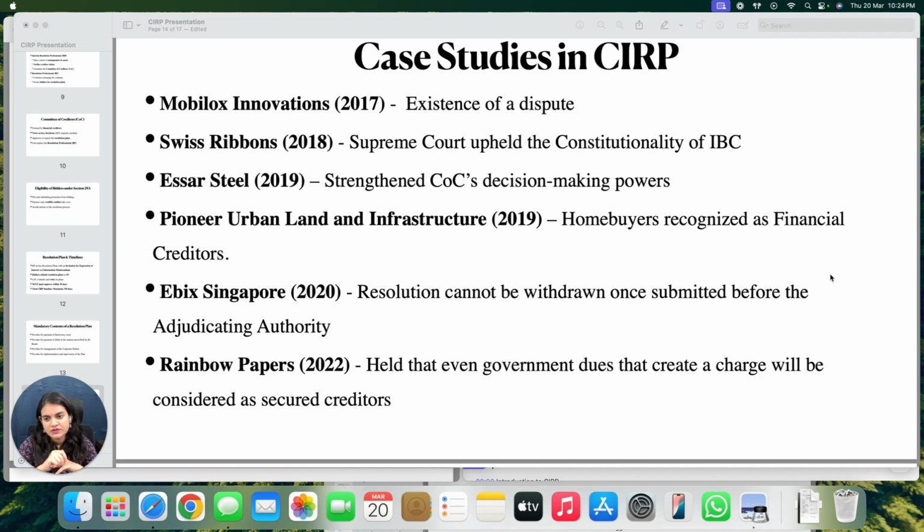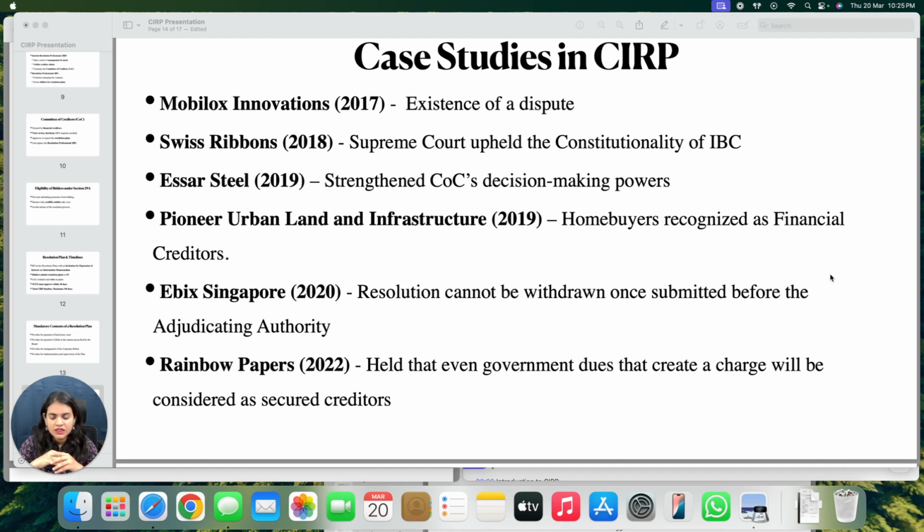Now, coming to the next one, Pioneer Urban Land and Infrastructure Private Limited. In this case, the Supreme Court laid down a very landmark judgment. The Supreme Court recognized home buyers as financial creditors. This was in the making in a couple of other case laws as well, but in this case, the Supreme Court identified that home buyers are financial creditors.